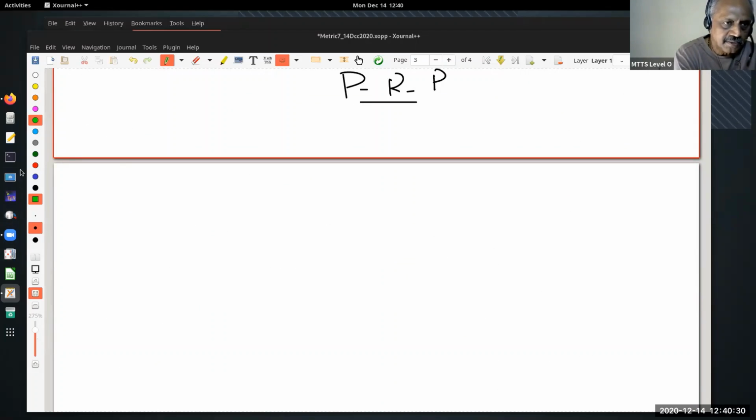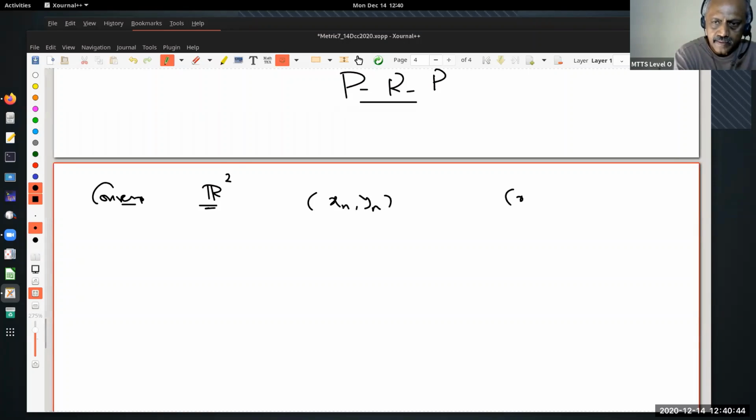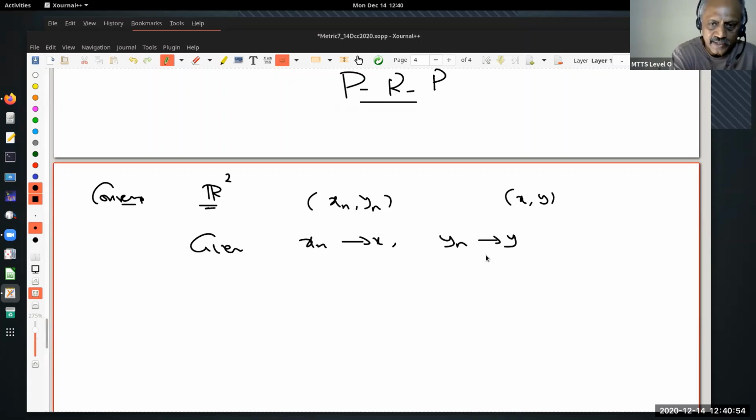What is the question I want to ask now? I want to ask the converse. Okay, let me stick to R2, the notation will be easier. Suppose I have a sequence (xn, yn) and a vector (x, y), and given the hypothesis xn converges to x and yn converges to y. Now you don't ask me where it converges. These are sequences of real numbers, and on the real numbers we have the usual absolute value metric, with respect to which it converges. By example 1, we know what it means.